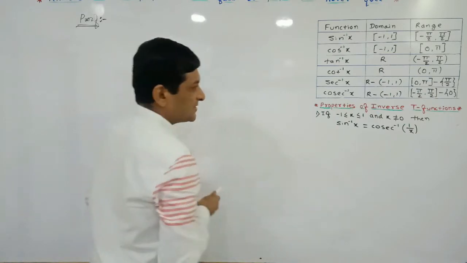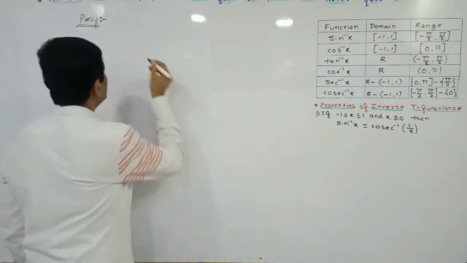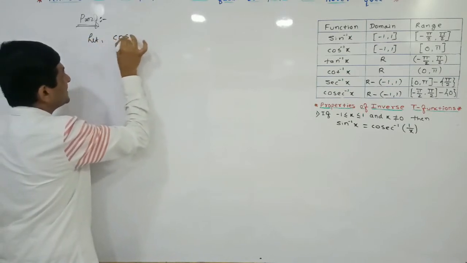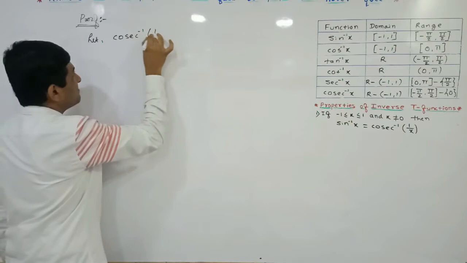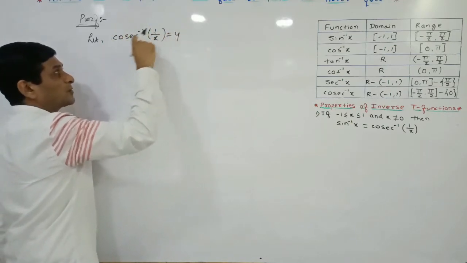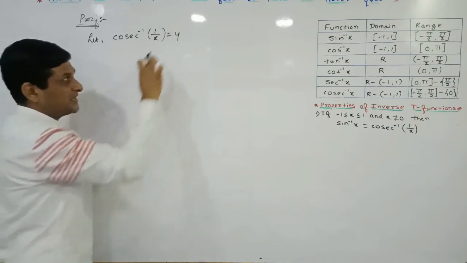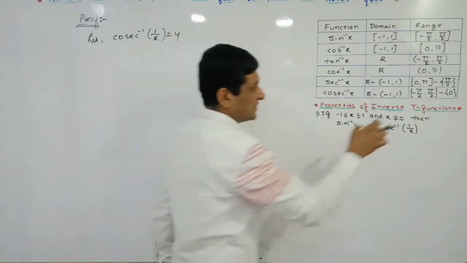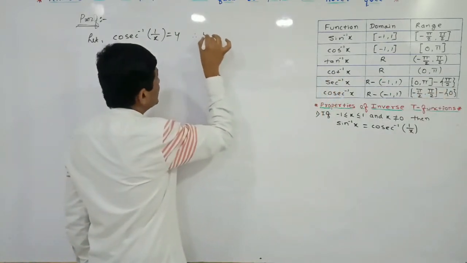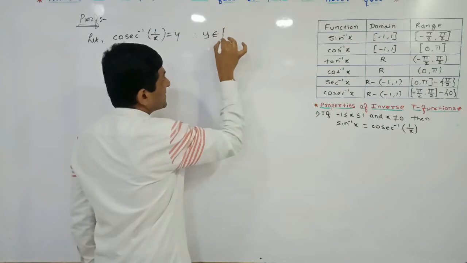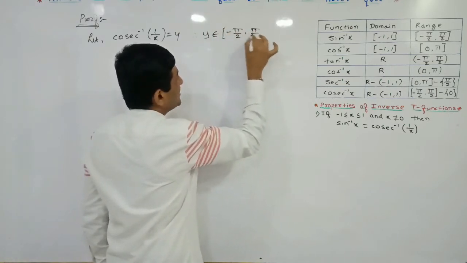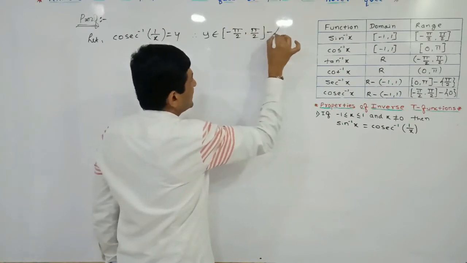Here I am considering the right hand side and denoting it by y. So let cosec inverse of 1 by x be equal to y. Means y is the value of cosec inverse of 1 by x, so definitely this y takes values in its range. So we can say that y belongs to minus pi by 2 to plus pi by 2, difference 0.